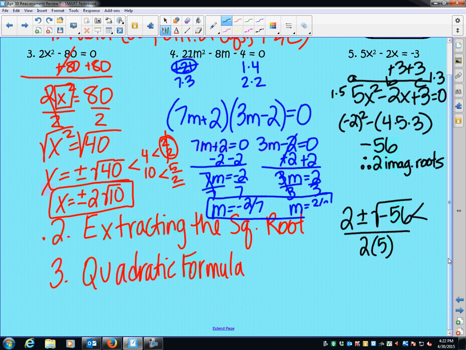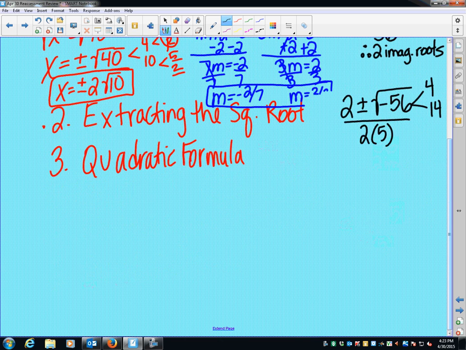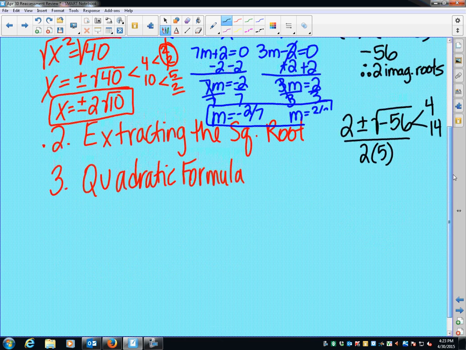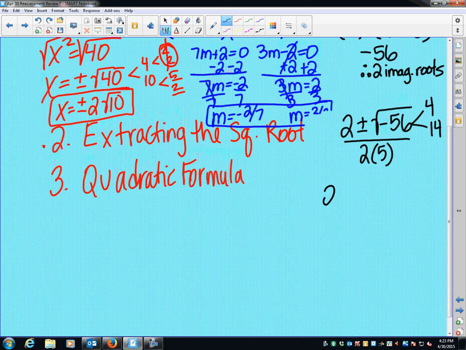And I know that 4 and 14 go into 56. That might take a little bit of practice in the calculator to be able to get that. All right, so the square root of 4 is 2. So 2 plus or minus, and the negative has to come out as an i. So a 2 is going to come out because the square root of 4 is 2. Then my i, and then 14 stays in the house, and 10 is on the denominator.